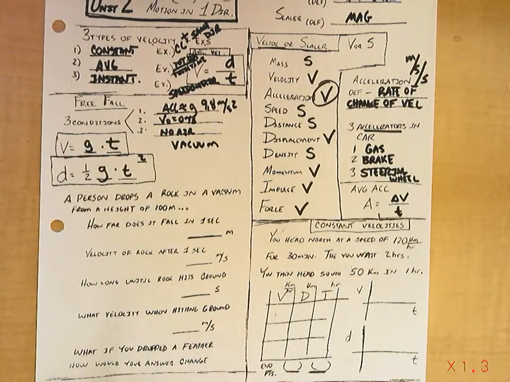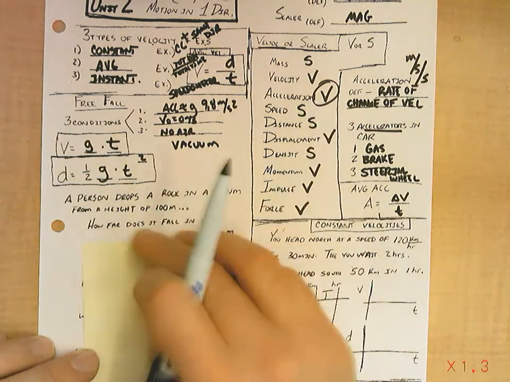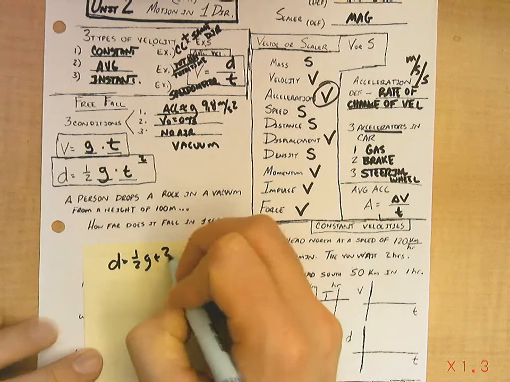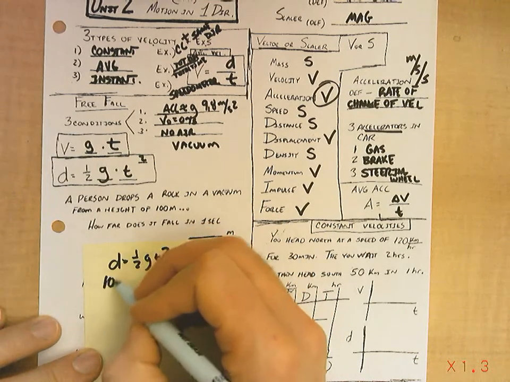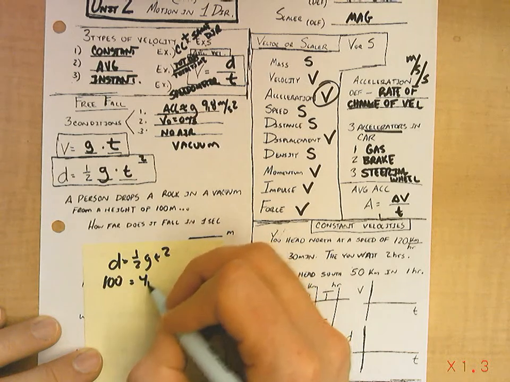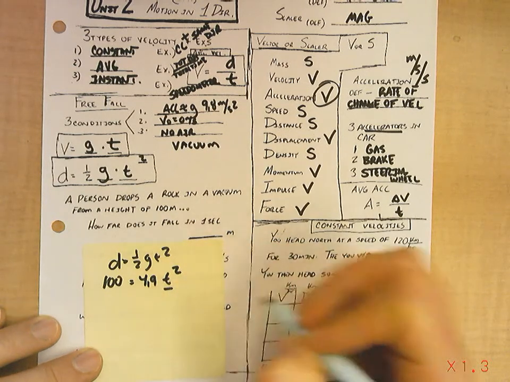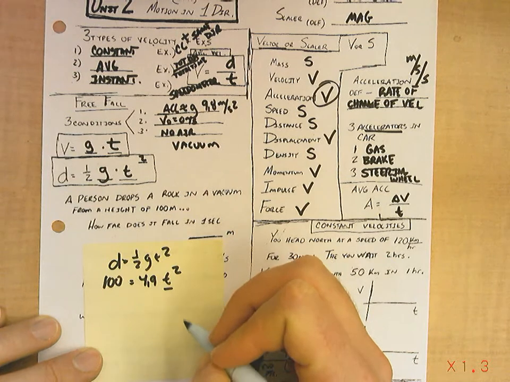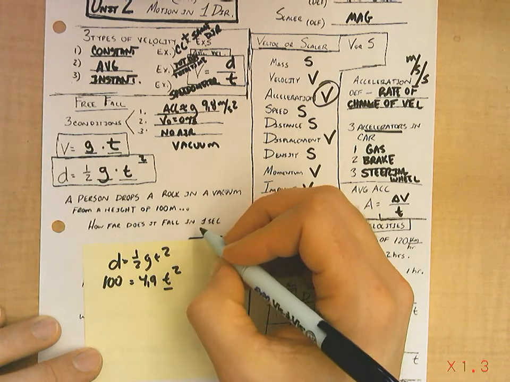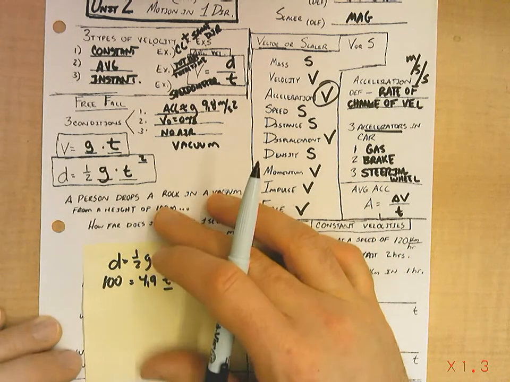And you don't really need to know any of the other parts until you get down here to T catch. Person drops a rock in a vacuum from a height of 100 meters. How far does it fall in a second? So we use d equals 1/2 gt squared, and we would put in 100 for d, and then we can put in gravity, so we'd get 4.9, and then you just have to solve for t squared. So we divide by 4.9 and square root, and so you get an answer of how long does it take to fall 100 meters.